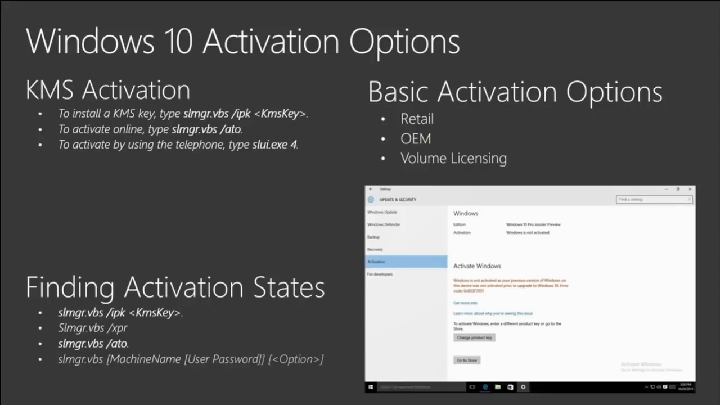If you type on a machine, slmgr.vbs /?, you'll get the whole list. It's also documented on a TechNet webpage if that's easier as well. I've only put just literally a few on there that are pretty useful. So /IPK and /ATO are some of the most popular ones.